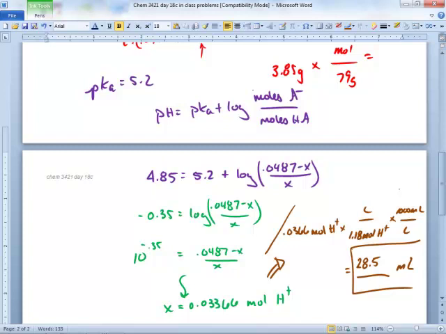When we take the log, we're not supposed to get a negative number, right? I keep getting a negative number. I got the setup right, I'm not getting the final answer. Well, you can't take the log. You have to raise both sides to the 10 power. So 10 to the negative 0.35 equals this. You're not taking log of anything. Oh, okay. That's 0.033.